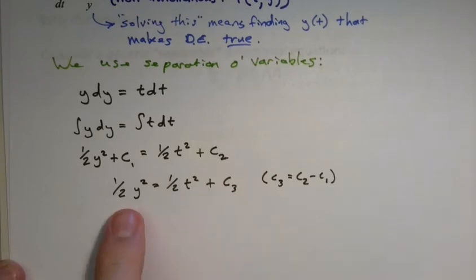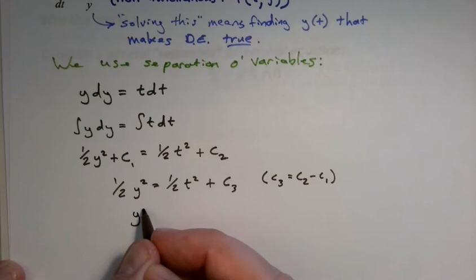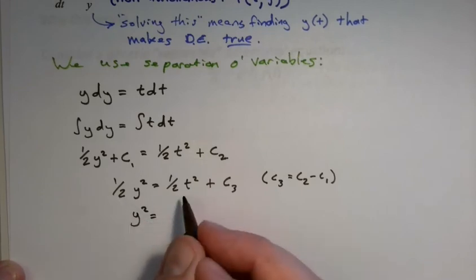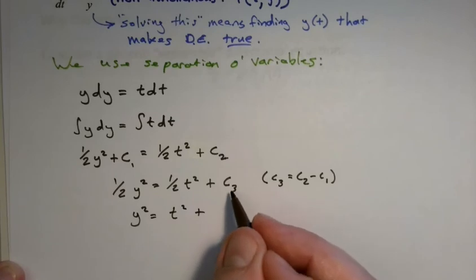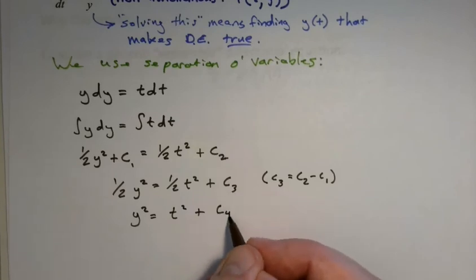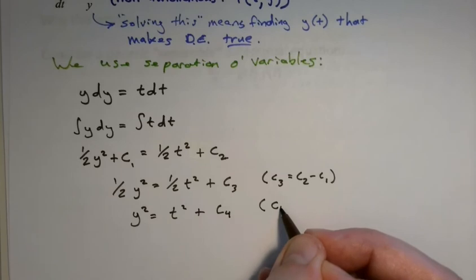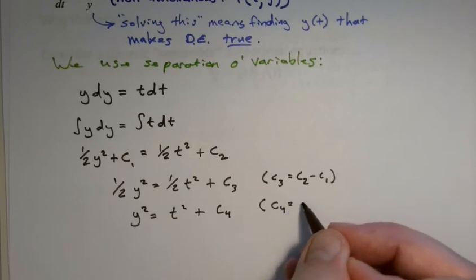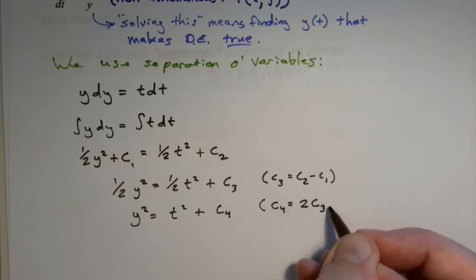And now I'm going to do one more step and try to get the y by itself and have y squared equals, if I multiply both sides by 2, this just becomes t squared. And then this constant is now a different constant. It's c4. And of course you have to be careful with c4. So c4 is just the same thing as 2 times c3.